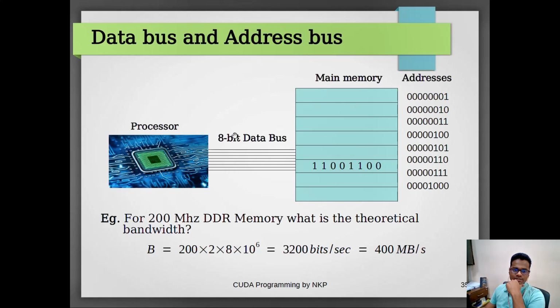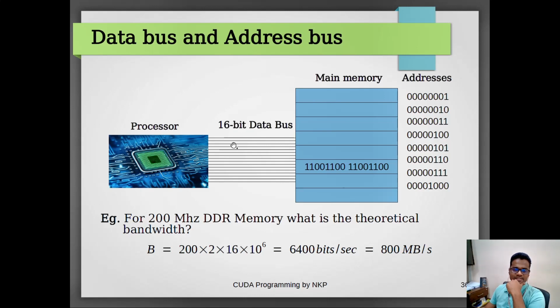Now, if I change this 8-bit data bus to a 16-bit data bus, it is very obvious that the data transfer rate is increased by 2. That is, now we'll be able to transfer 800 megabytes per second. Now, if we have this sort of configuration, that means the higher the data transfer rate or the bandwidth, the higher the speed at which data will be fed to the processor. So with this, the processor will be able to perform computations at a faster rate.